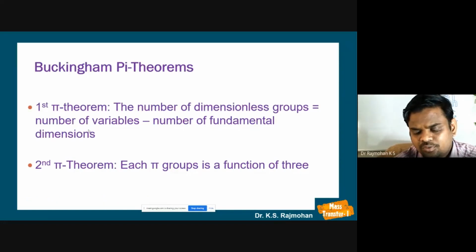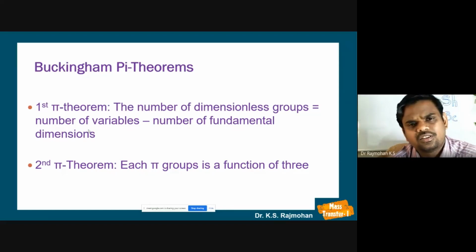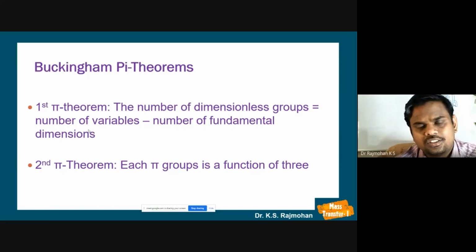Okay, so dimensionless numbers are achieved through dimensional analysis. I hope from school onwards we have been doing Rayleigh's method to obtain the dimensionless numbers. Okay, so there should be dimensional homogeneity between the left hand side and right hand side of the terms. So that way we can express this. We have Buckingham first theorem and second theorem. In Buckingham first theorem, the number of dimensionless groups is equal to the number of variables minus the number of fundamental dimensions.